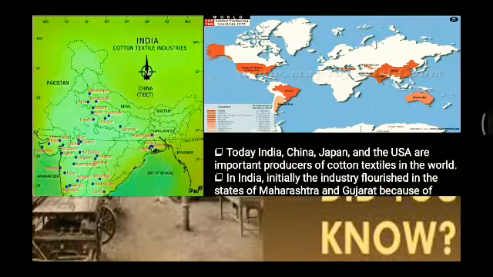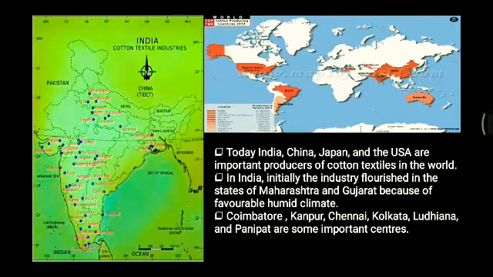Today India, China, Japan and USA are the important producers of cotton textiles in the whole world. In India, initially this industry flourished in the states of Maharashtra and Gujarat because of the favorable humid climate. But today, humidity can be created artificially. So this industry has spread to other parts of India, such as Coimbatore, Kanpur, Chennai, Kolkata, Ludhiana and Panipat. All these are the important cotton textile centers in India.